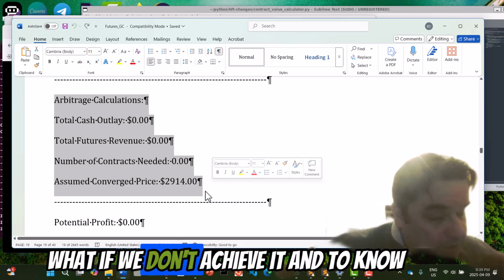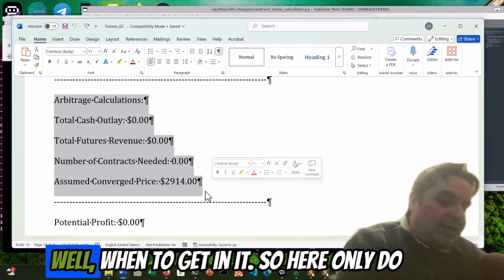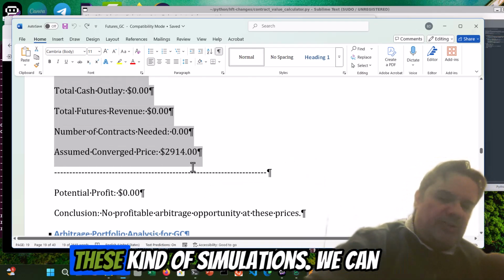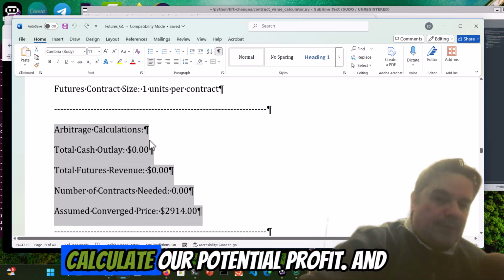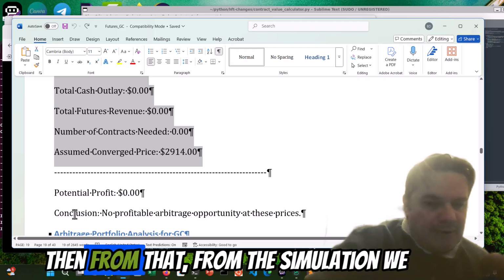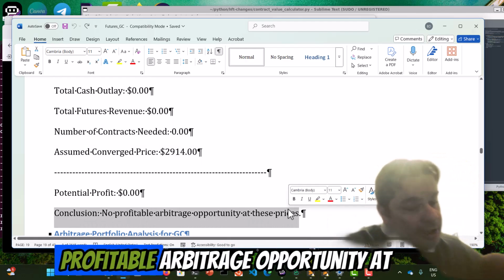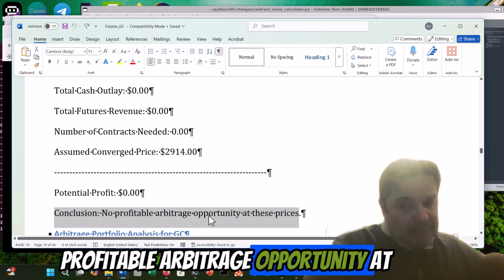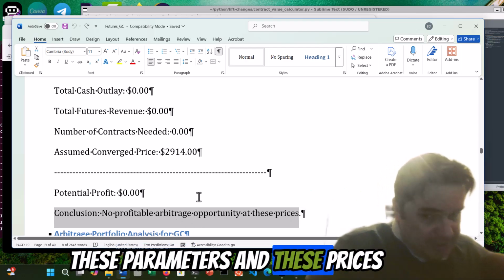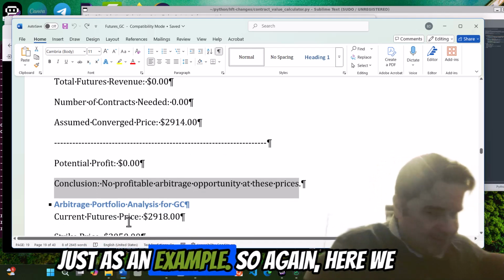And what if we don't achieve it? And to know the break even, to know the targets as well, when to get in and out. So here, when we do these kinds of simulations, we can calculate our potential profit, and then from the simulation, we can ask ourselves, is there a profitable arbitrage opportunity at these parameters, at these prices, these values? In this case, no. Just as an example.